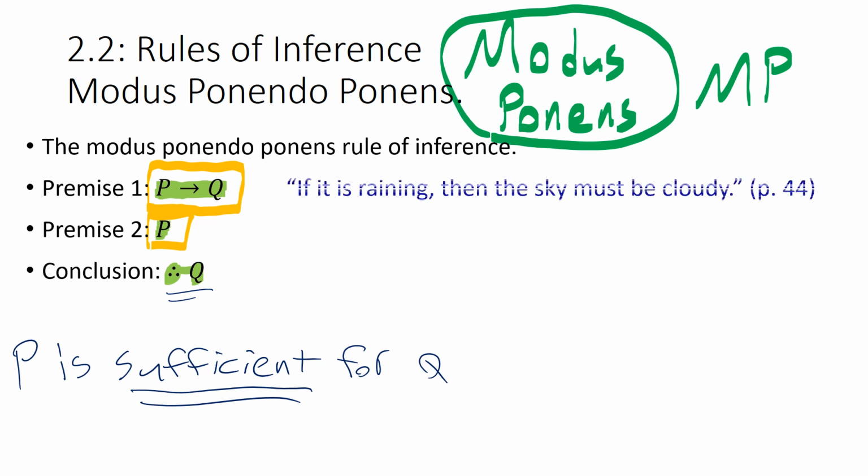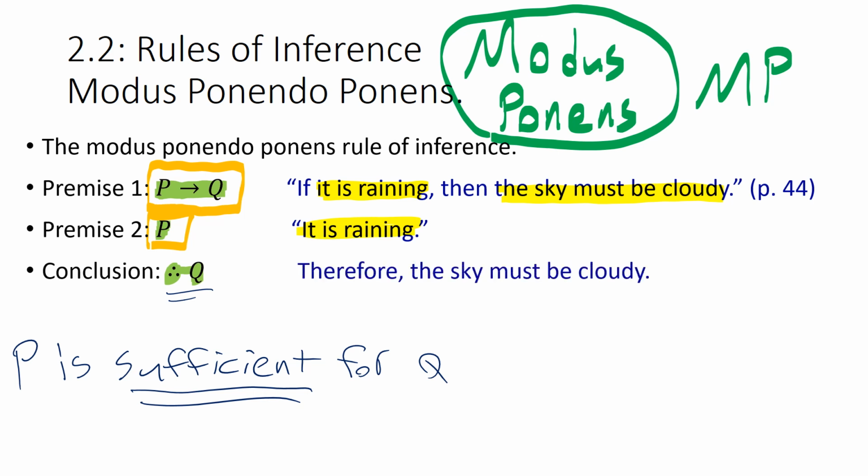Here's an example from the textbook, page 44. We're told if it is raining, then the sky must be cloudy. It's a conditional. It is raining is the antecedent, P. The sky must be cloudy is the consequent, Q. So it is raining is sufficient for the sky being cloudy. Second premise, we're told that it is raining, and so therefore the sky must be cloudy. If P, then Q, P, therefore Q.